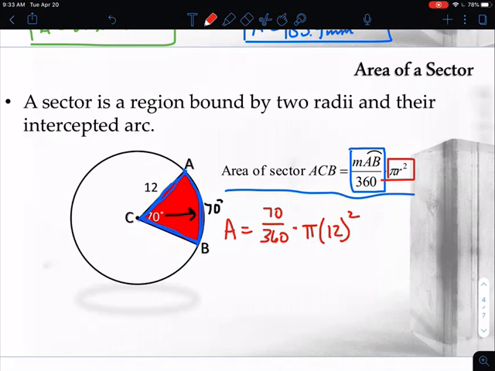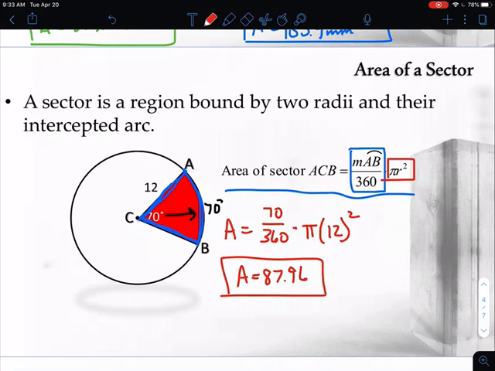And so then if I plug that into my calculator, so 70 divided by 360 times pi, and then times 12 squared, I end up getting an overall area of about 87.96 or 88 units squared.